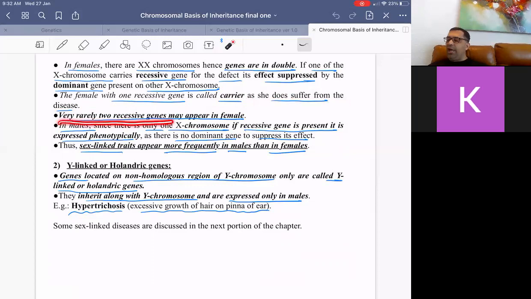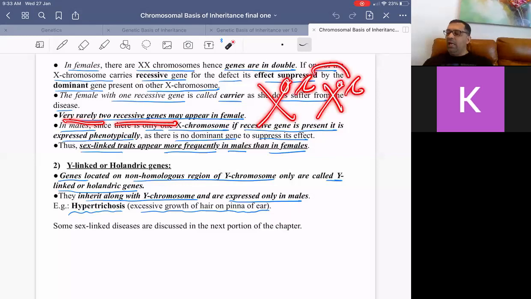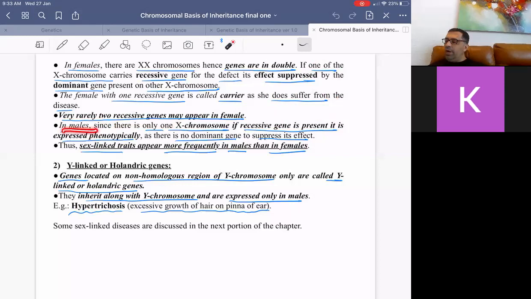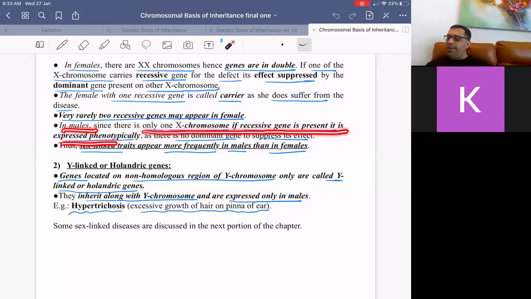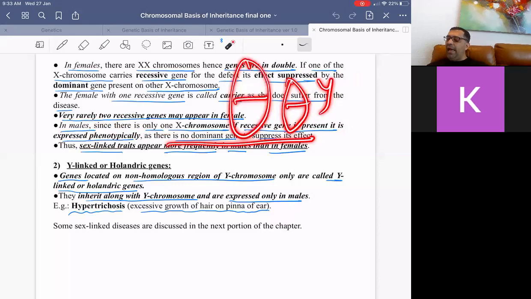So X small c for color blindness will come very rarely in a female. Because at least one capital C will come, and capital C should become dominant over small c, but rarely it will happen that both X chromosomes have got small c, then she will get color blindness. In males, since there is only one X chromosome, if the recessive gene is present, it is expressed phenotypically. And there is no dominant gene to suppress its effect. There is no allele on the Y chromosome that can suppress small c, and with X small c Y, color blindness will definitely occur.